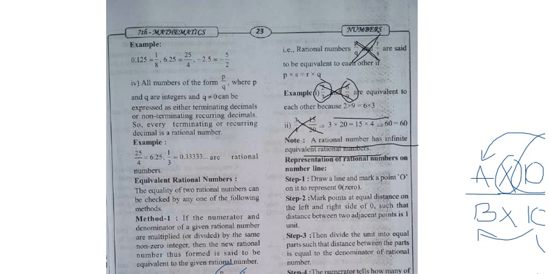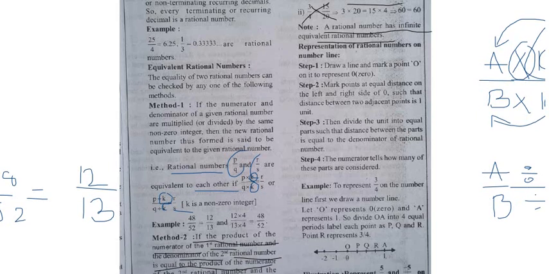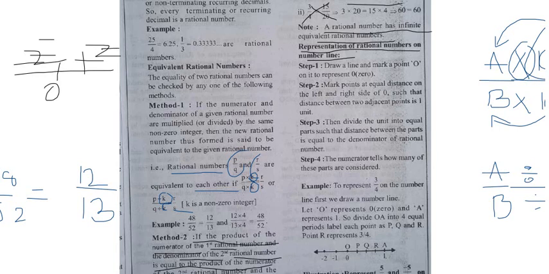And the next point is the representation of rational numbers on the number line. On the number line, we know that you divide at the middle, which is 0, and these are the positive integers and these are the negative integers. We all know that.